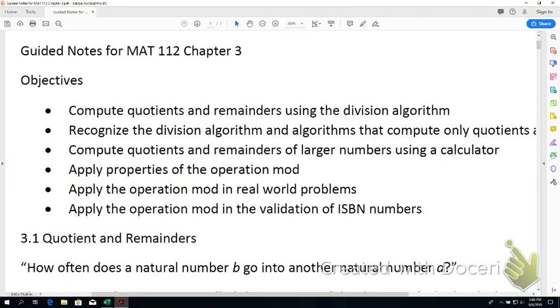Hey everyone, this will be a video about Chapter 3, which is on division for Math 112. So there are 6 primary objectives for Chapter 3.